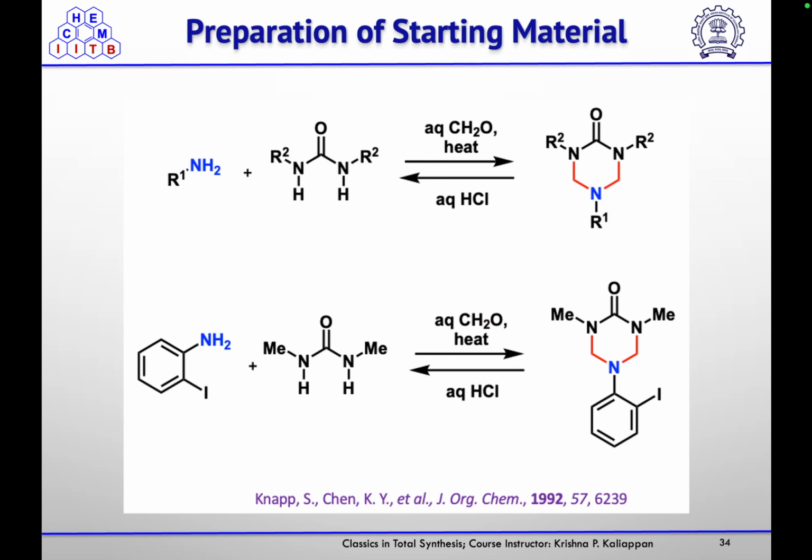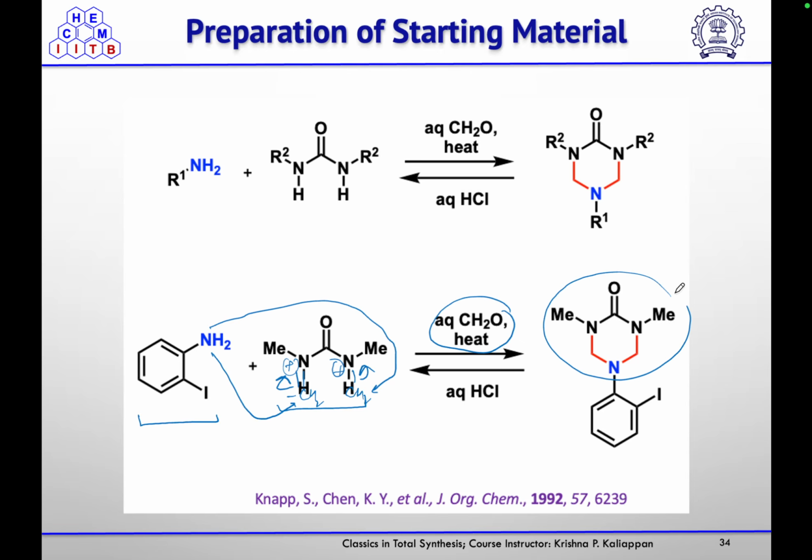Then for the preparation of the other starting material, the aryl iodide, they started with this aniline compound, and this on treatment with this urea derivative in the presence of aqueous formaldehyde. So this will form imine first here on both positions, and then this nitrogen will attack on this imine to form the corresponding cyclized product.